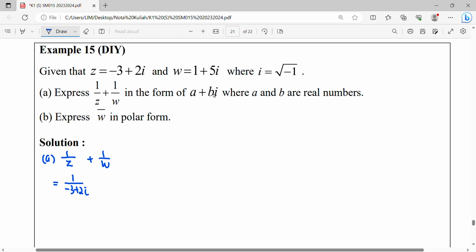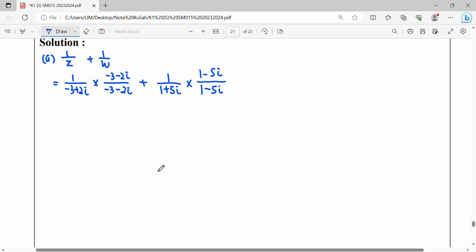Meanwhile, when we have a division, when we have a complex number in the denominator, the way we simplify is to multiply with its conjugate. So straight away, we simplify this operation. So plus 1 over w, 1 plus 5i. Same concept here, we need to multiply with its conjugate so that we can rationalize its denominator. Then we're going to simplify.